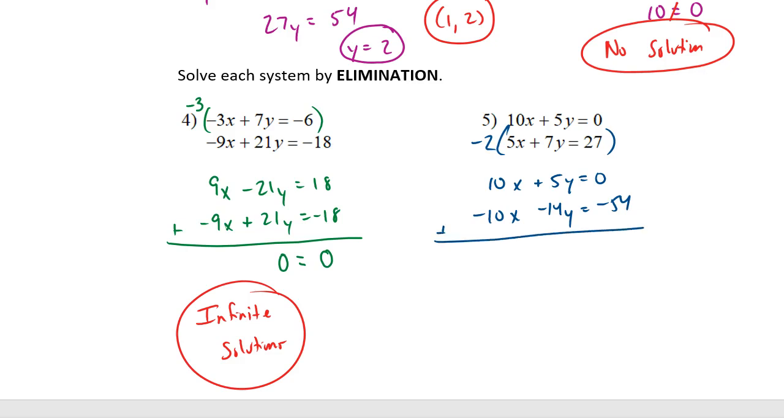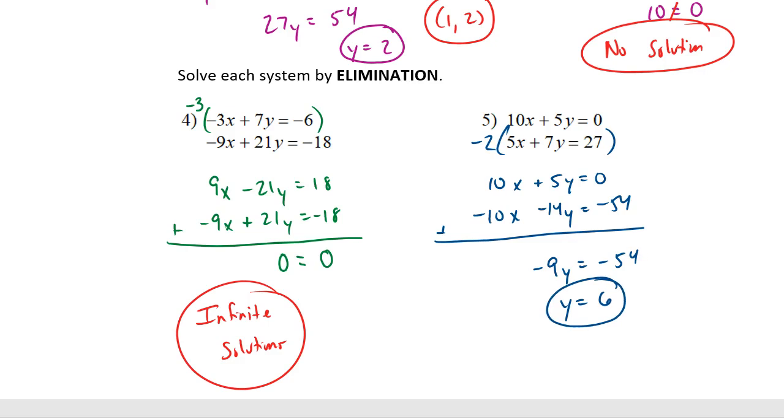Now I add these together. Now 10x minus 10x is 0. That's my whole point of doing this. And then 5 minus 14 is negative 9. So we'd have negative 9y equals negative 54. If I divide by negative 9, I get y equals 6. Now that's the y value, it is 6.